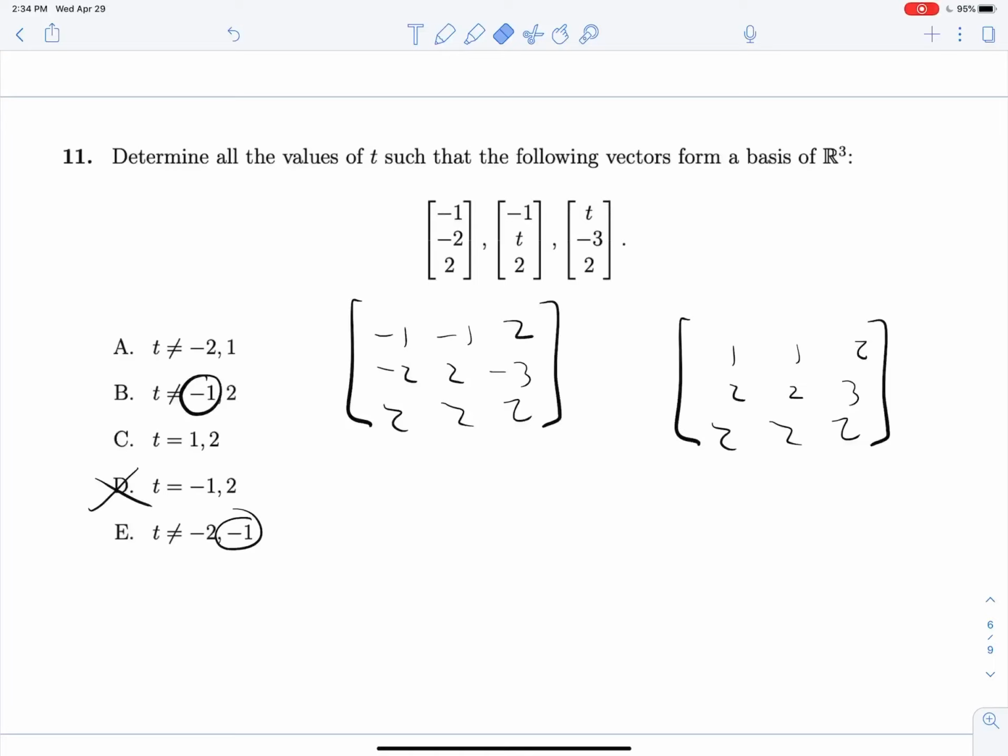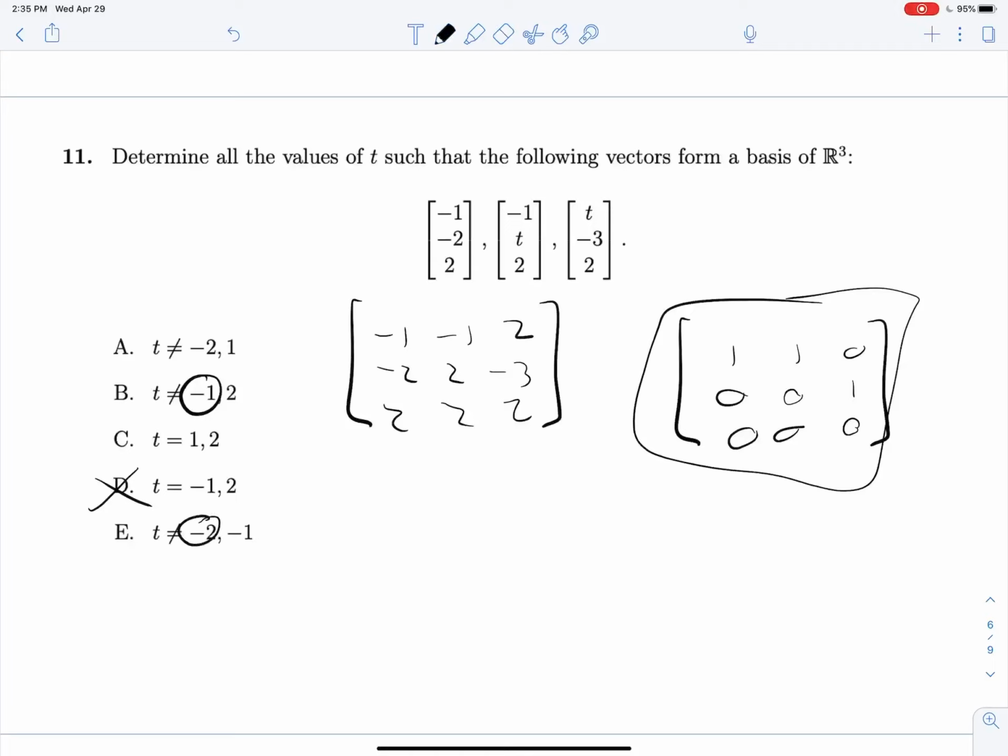Okay. Let's start reducing this one first. It looks a little nicer. Let's subtract 2 row 1s from row 2. We get 0, 0, -1, which we can set to 1 and use to set both of these to 0. And then, well, that's too bad. We can use row 1 to set row 3 to 0. So this guy's a value for which these three vectors are not a basis for R3. So t is equal to -2 and 2 should be our answer there.